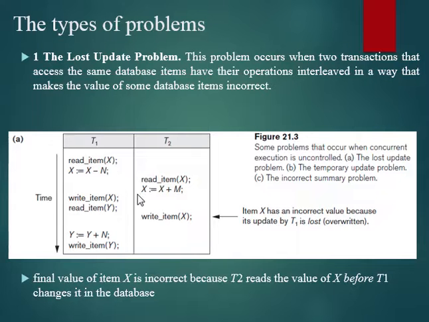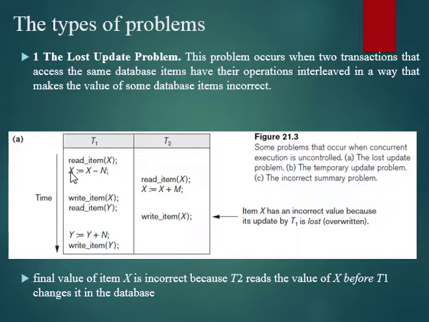And suppose the value of x is 50 when T1 reads the value of x. So x is equal to x minus n, where n equals 20. So x equals x minus 20. The value is 30, since 50 minus 20 is 30. The new value is in program variable x.